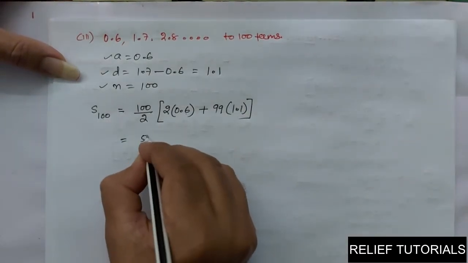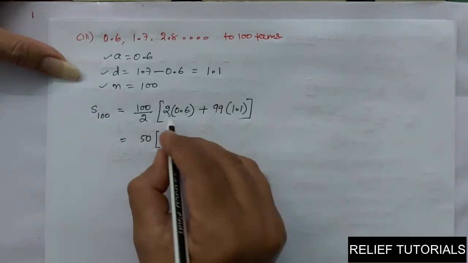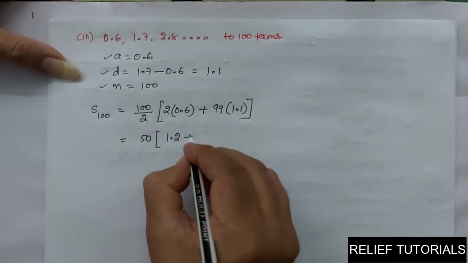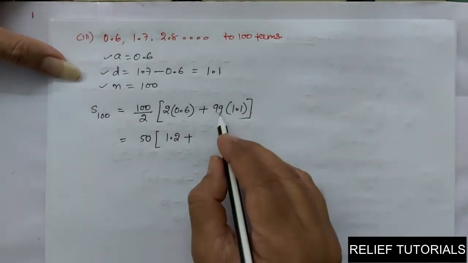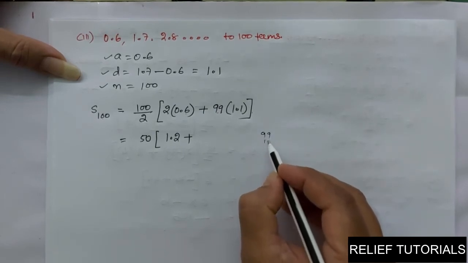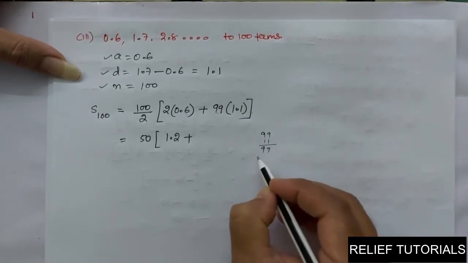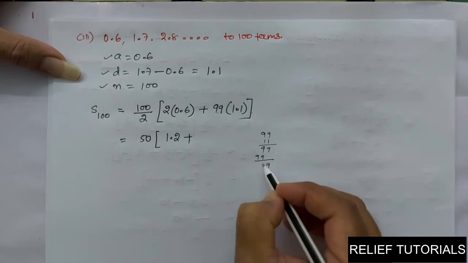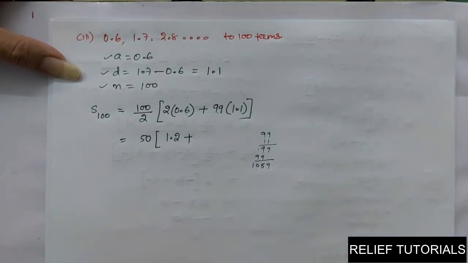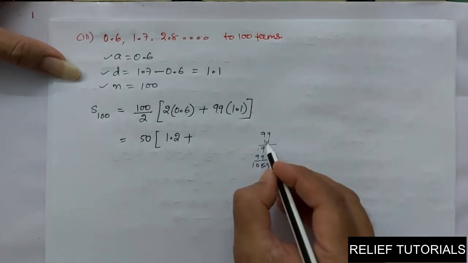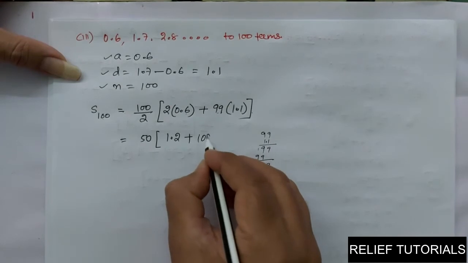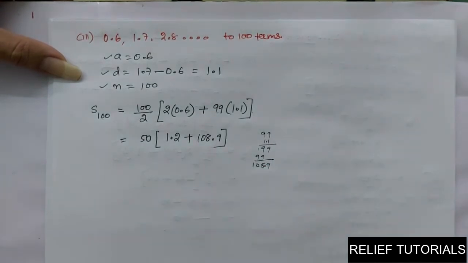Now 100 by 2, that is 50. Now 2 into 0.6, 1.2, plus 99 into 1.1. So you have to do the calculation. You know that 99 into 1.1 means 99 into 11: 1 into 9, 9; here 9, 9, 9; so you get 9, 9, 9, 18, carry 1, 1089. But you know that after one digit there is a decimal. So you will put 108.9. 99 into 1.1 we have multiplied.